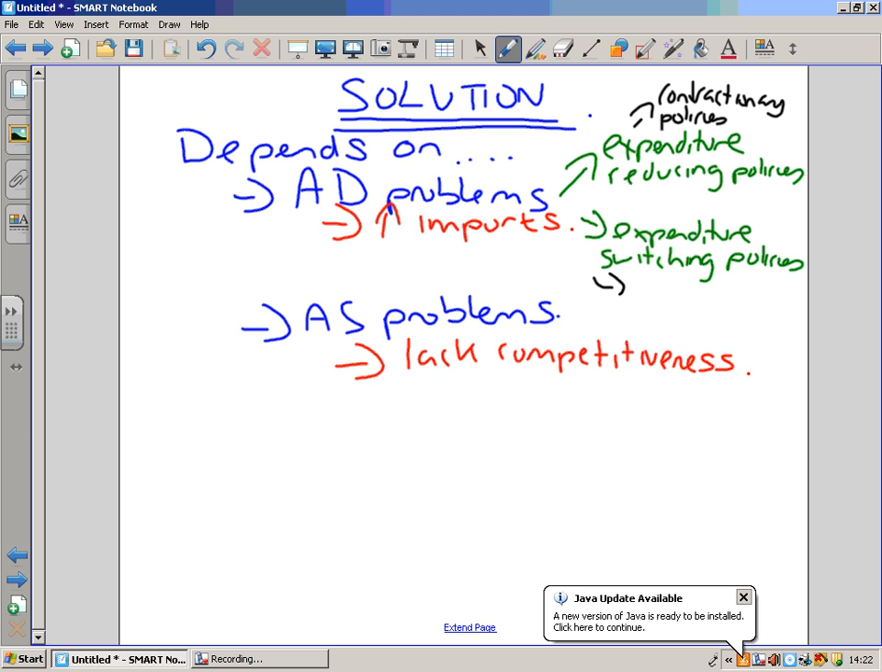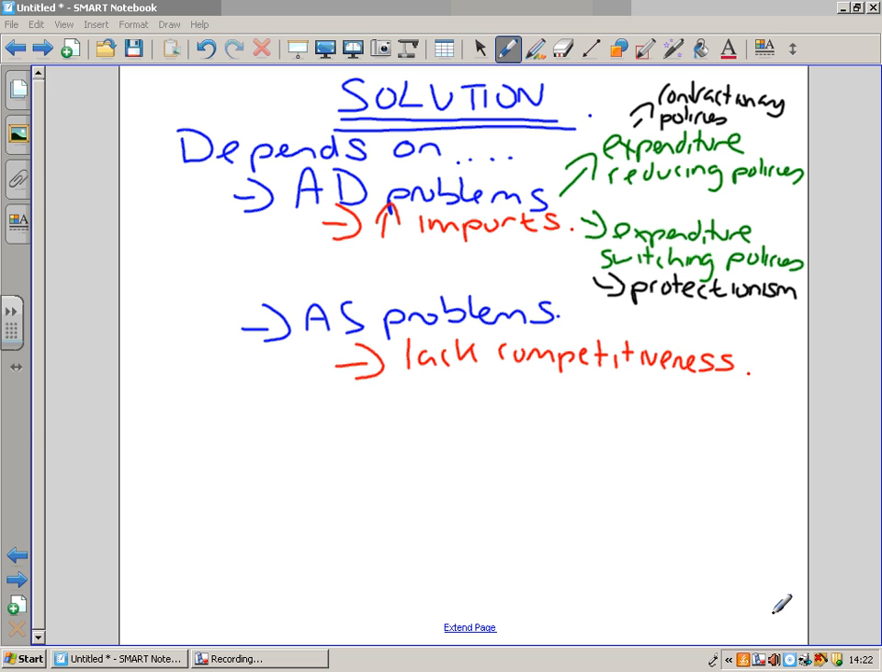Expenditure switching. What we're advocating here is protectionism policies in effect. We might use quotas, tariffs, we might devalue our currency. All these different policies will mean that more people will be inclined to buy British goods in the UK rather than buying foreign goods. So import quotas, for example, restrict the flow of imports into the country. Tariffs raise the price of imported goods. One thing I want to raise here, though, is something that we call the J-curve effect, or the Marshall-Lerner condition.